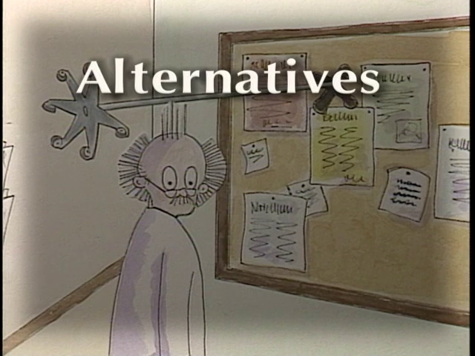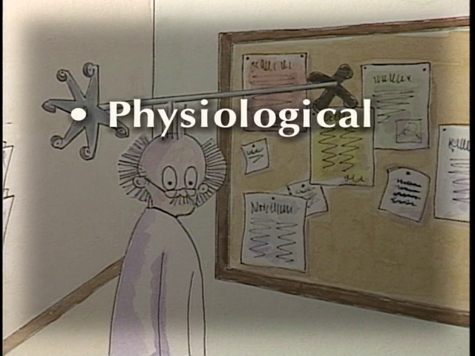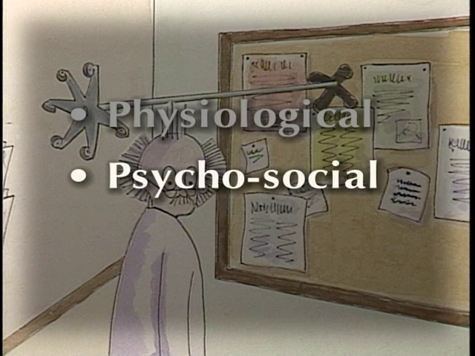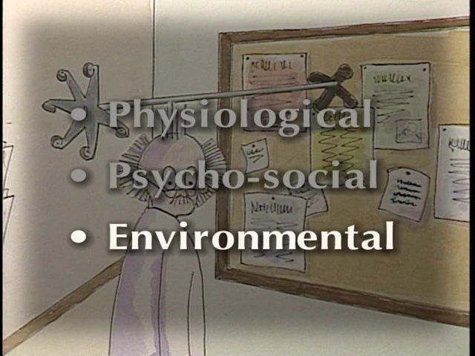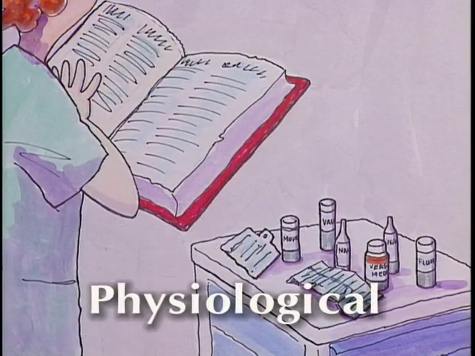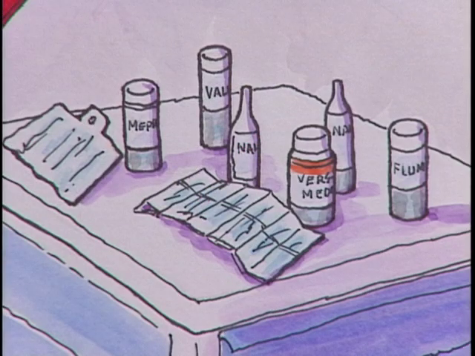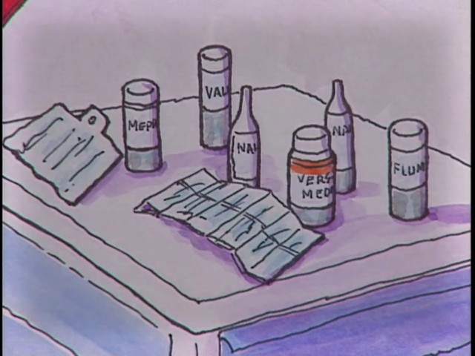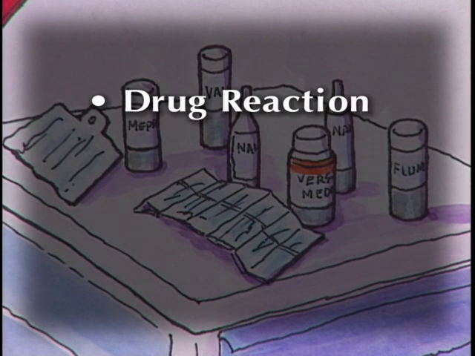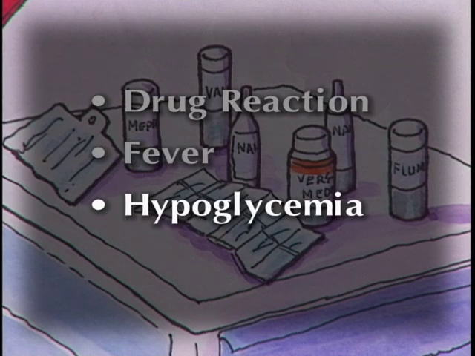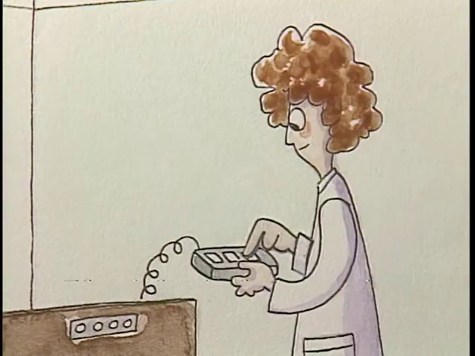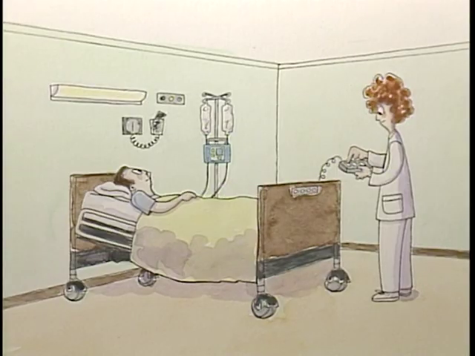Before using restraints for any reason, you must first consider alternative measures. 3 categories of alternatives are physiological, psychosocial, and environmental. Carefully consider physiological alternatives. The patient's behavior could be caused by a correctable medical problem, such as an adverse drug reaction, a fever, hypoglycemia, or pain. Be sure that the patient's physical comfort and elimination needs are satisfied.